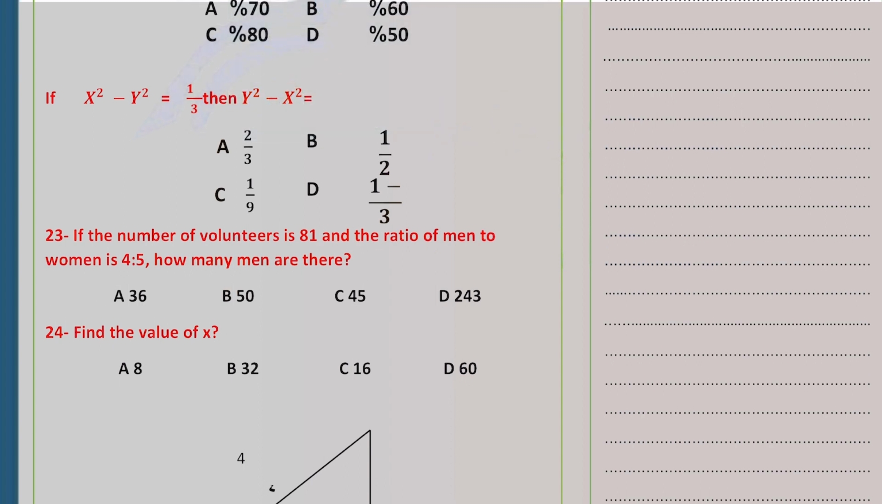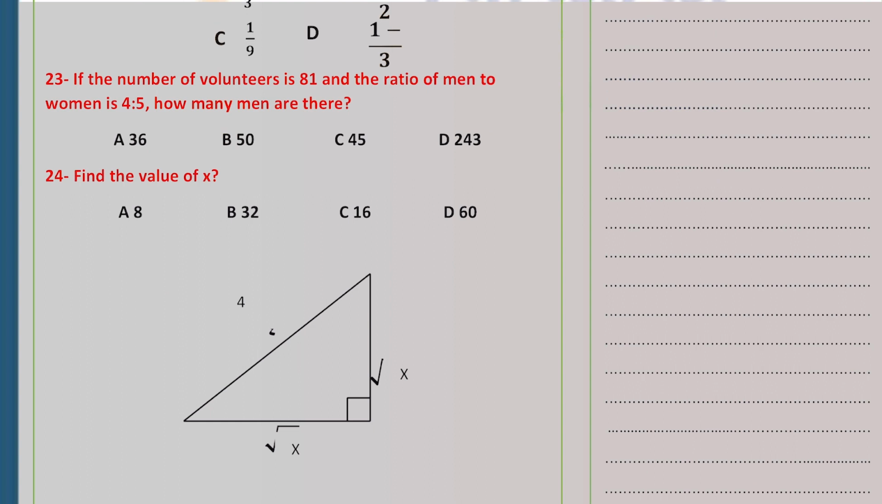Question 23. If the number of volunteers is 81 and the ratio of men to women is 4 to 5, how many men are there? Okay, we have men and women is 4 to 5, okay? So the sum is 9. So we have 9 shares. 81 divided by 9 equals 9. I will multiply. 9 times 4, 36. And 9 times 5, 45. So the men will be 36 and the women will be 45. Okay? And take care about the order of the ratio.